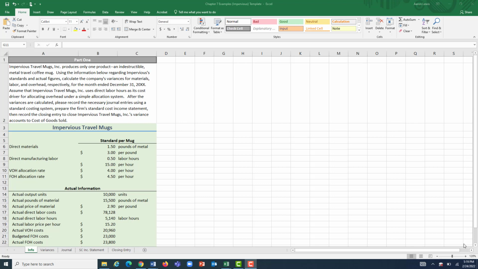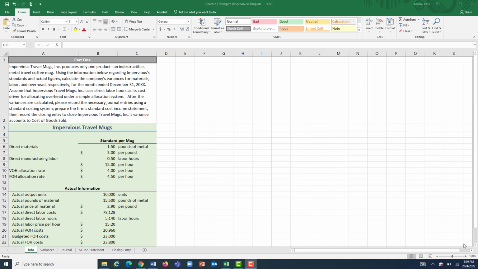Firstly, for the sake of simplicity, let's assume that they only produce one product, an indestructible metal travel coffee mug. You would have to do a variance analysis for all sorts of different products. If you can do it for one, you can do it for a ton. We'll just do it for one particular product. We have the information provided below about these standards and actual amounts that they've paid for all of their inputs as well as their production for the month that ended December 31st, 20XX.